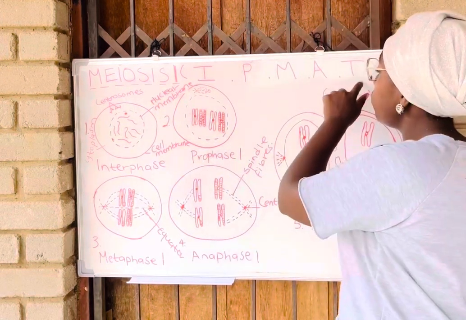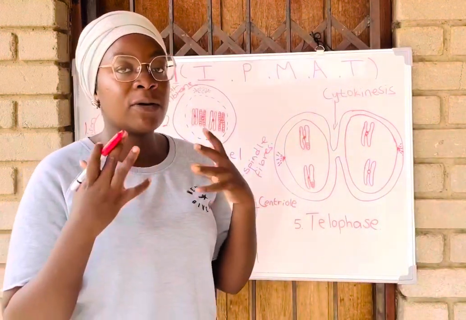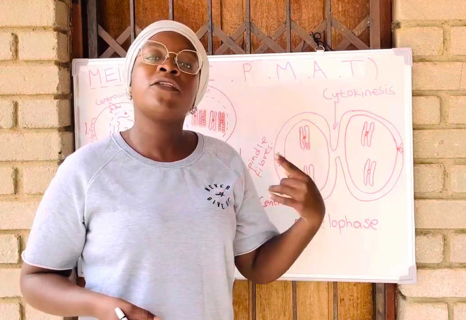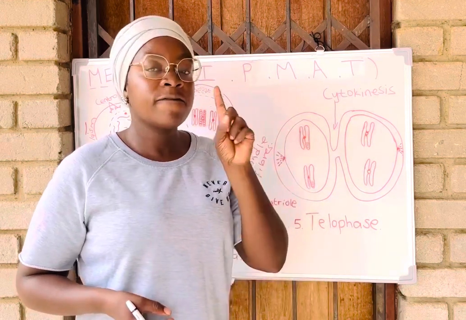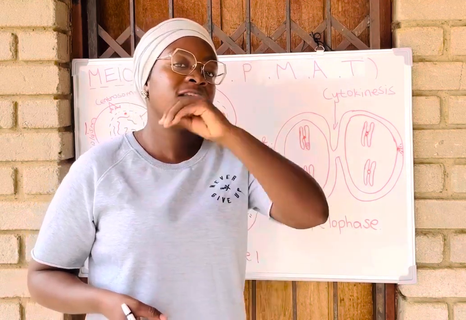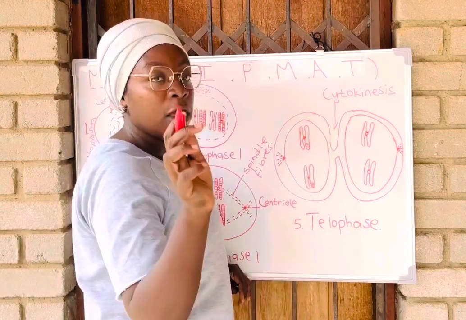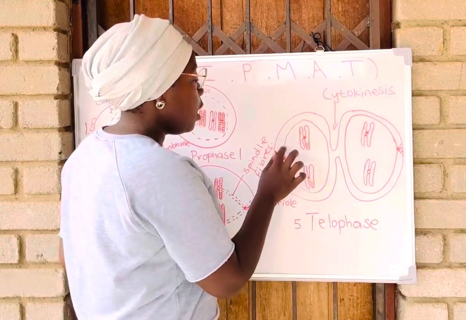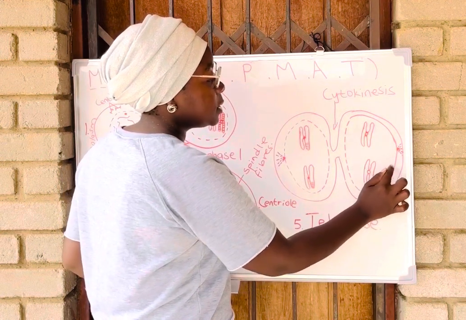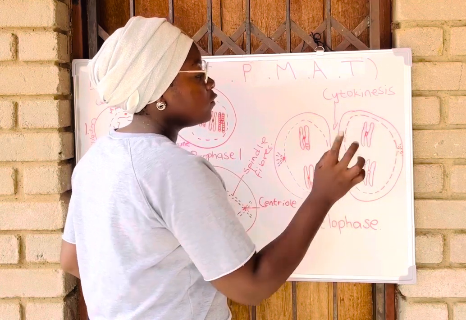The last step is what we call telophase. So what happens in telophase is that this is our last step. We said the cell is going to divide to form 4 cells, but before it forms 4 cells, the first stage is going to form 2 cells, and the 2 cells are going to further divide to form 4 cells. So in telophase, we have the division of our cell. Now the chromosomes have separated towards the opposite poles. We have the formation of two cells.